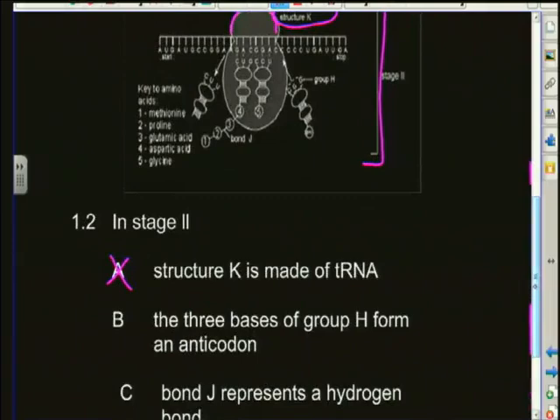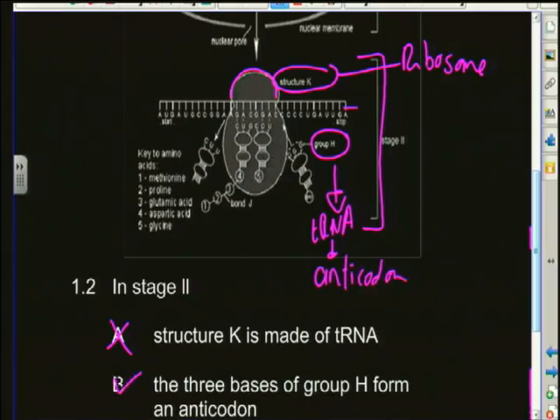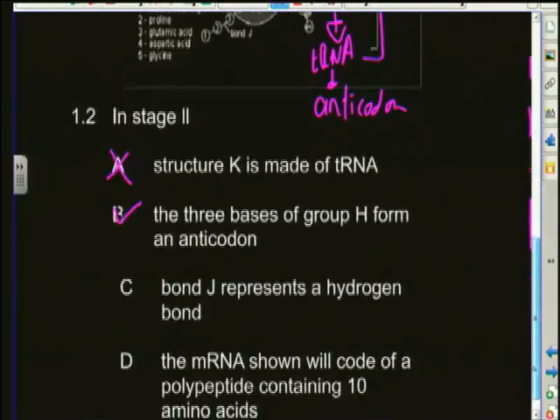The 3 bases of group H form an anticodon. Here's group H. If this is my codon, what do I always find on my tRNA? Yes, my anticodon. So that would be, there we go, my answer would be number B. Let's just go and have a look to make sure.